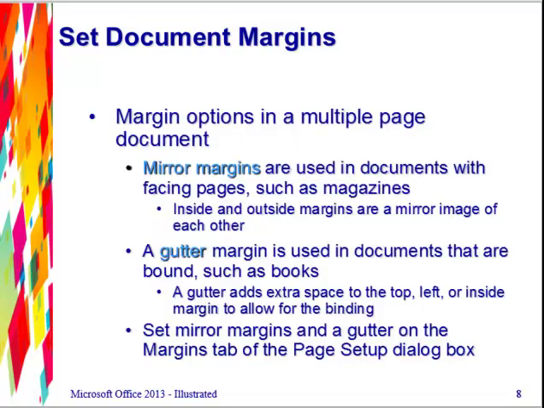So in order to set document margins, you want to set the margin options in a multiple page document. You want to mirror margins that are used in documents with facing pages such as magazines, where the outside margins and the inside margins could be different. You might have the inside margin a little bit further over so that you've got the capability of binding that document. The gutter margin is used in documents that are bound, such as books, and the gutter adds extra space to the top, left, or inside margin to allow for binding, like I just said. And you set the mirror margins and the gutter on the Margins tab also.